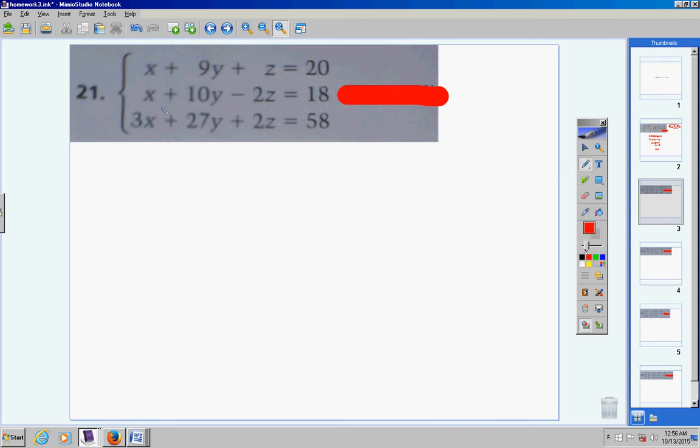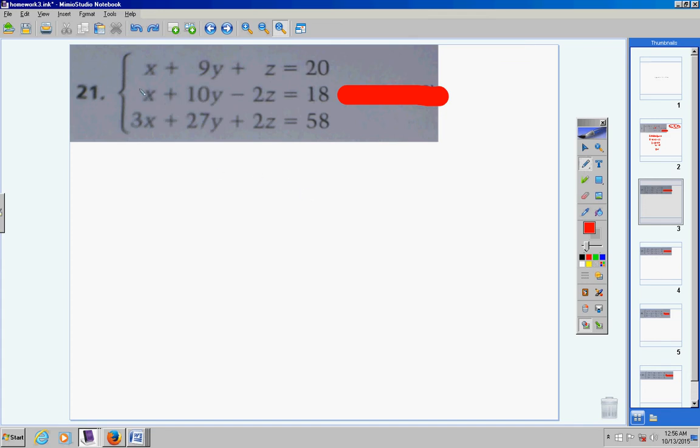When I look at this problem here, I want to obviously eliminate either my x's, or my y's, or my z's. Now x's look pretty good, but z's are the best. I mean, look, you already have 2 z's that'll cancel right here, okay? So I'm going to eliminate my z's. My goal is to get 2 equations with the same 2 variables.